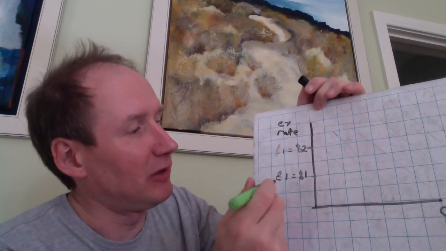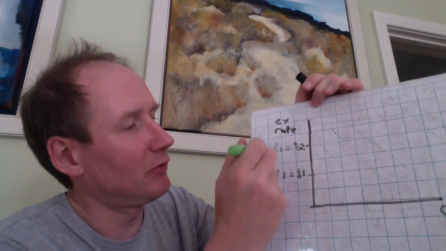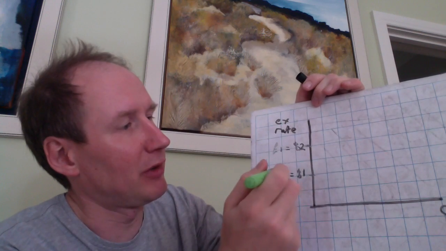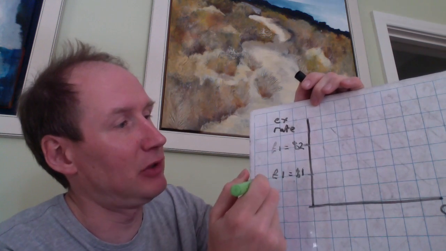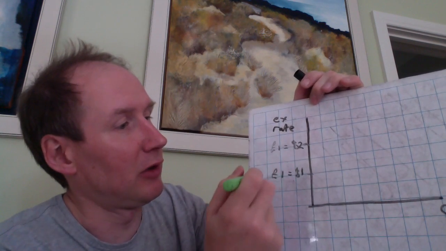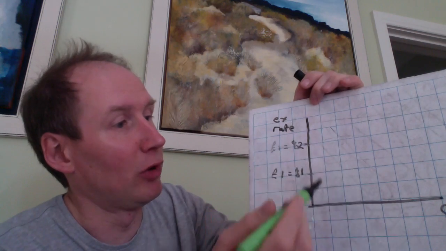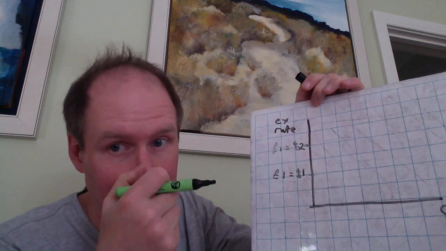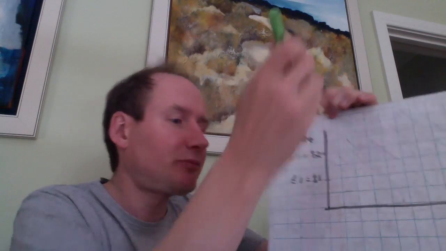Generally terminology, we say that if we move that way from £1 equals $1 to £1 equals $2, then that's an appreciation. The pound has risen. If we go the other way, the pound has fallen, and that's a depreciation. So all we've got to think about is what determines supply and demand.